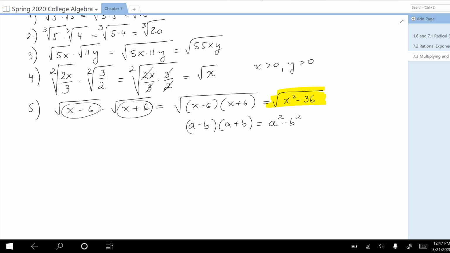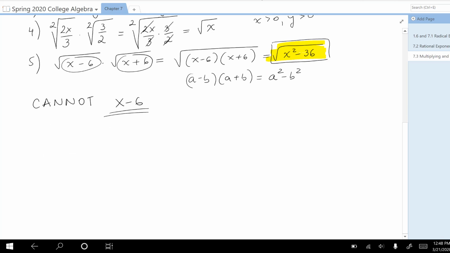We cannot write x minus 6. Do not write that. That would be very wrong. Why? Because square root of a minus b is not square root of a minus square root of b. So don't make that mistake. That's the final answer, the one that I highlighted and put in a box. Do not simplify more. Well, if the answer was square root of x minus 6 squared, it would be a totally different situation. That would equal x minus 6.